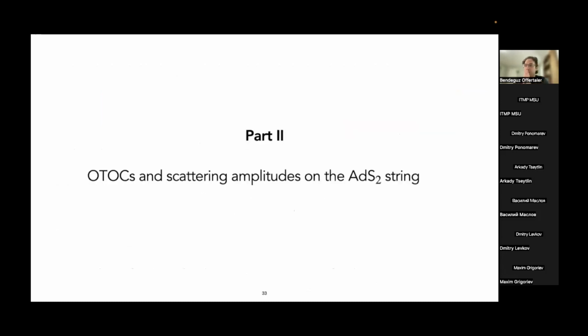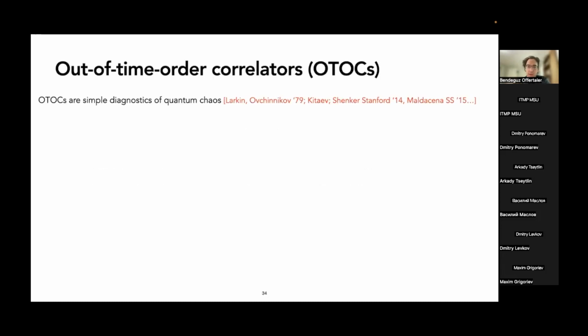Okay, so now we're going to take these 4-point functions on the string and put them into out-of-time order configurations. Perhaps I should pause and ask if there are any questions so far about the background and the setup. Okay, so let me begin by briefly reviewing out-of-time order correlators.